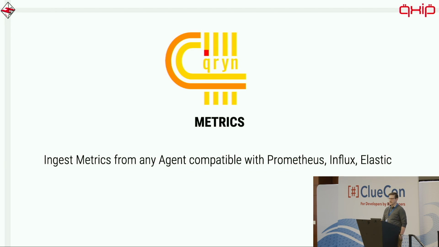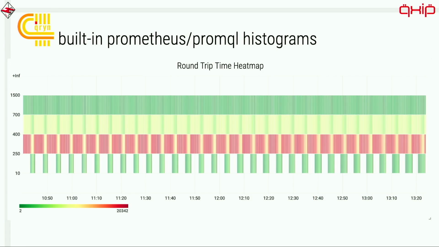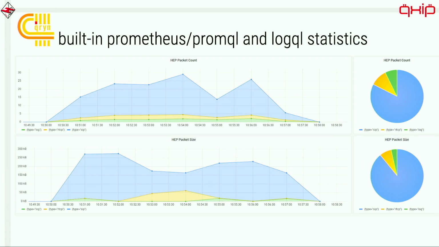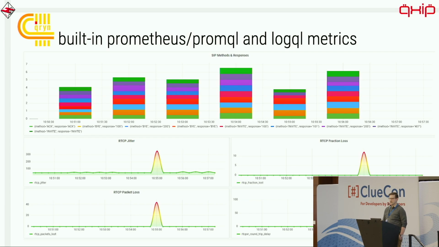If you go Prometheus or Influx or Elastic way, you obviously see heat maps from the round trip time, like we saw earlier from Janus. We've got built-in Prometheus PromQL statistics, and another view of what these PromQL and LogQL metrics can look like. In this case, it's HEP statistics.